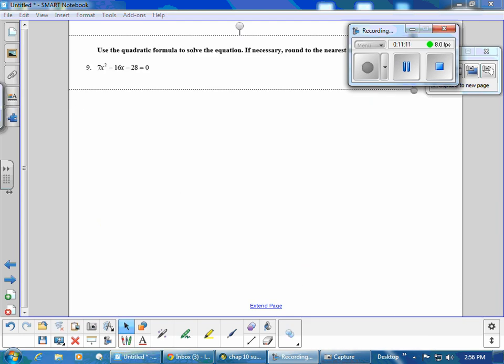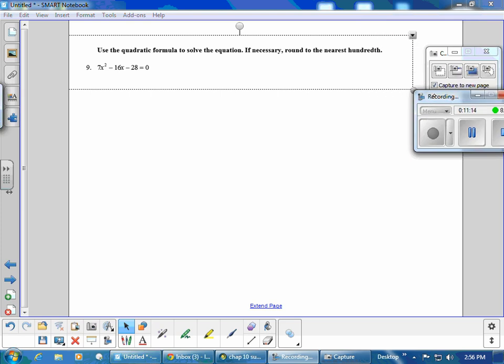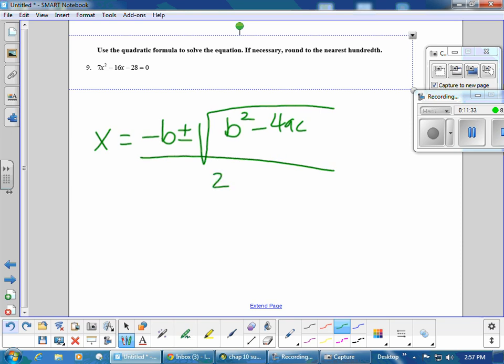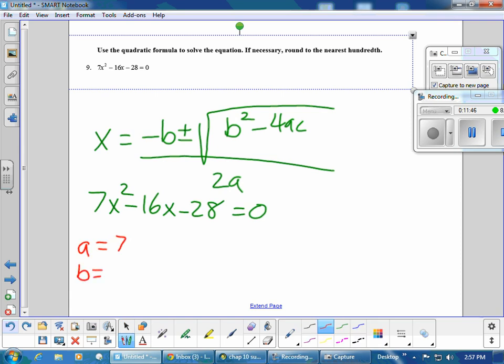Okay, the last question asks to use the quadratic formula again, to the nearest hundredth. So again, write down the quadratic formula: x equals negative b plus or minus the square root of b squared minus 4ac, and then that whole thing is over 2a. So we're going to take our 7x squared minus 16x minus 28 equals 0, and we have to figure out what a, b, and c are. In this case, a is 7, b is negative 16, c is negative 28.